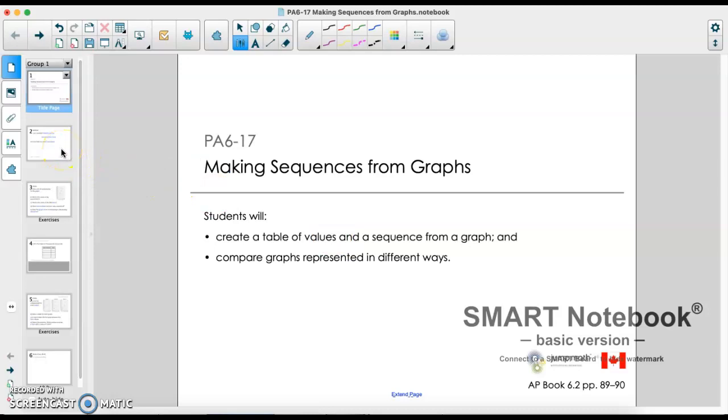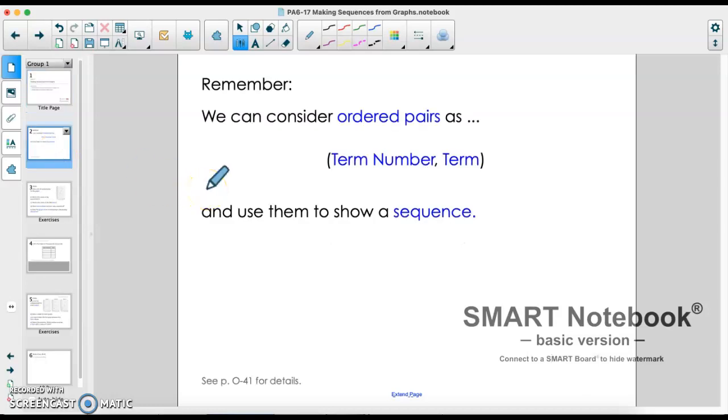So the first thing we're going to do is just some plotting and identifying ordered pairs on a grid. Now, let's remember that you can consider ordered pairs as shown in brackets. The first number is the term number, and the second number is the term or term value. And you can use them to show a sequence. Just a reminder that the first number in the coordinate pair is the number of the column, and the second number is the number of the row. So that's just a quick reminder of stuff that we've talked about so far.